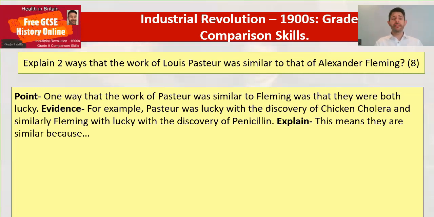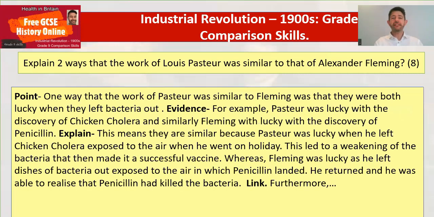So this means they are similar because, now think about the factor, think about the similarity in a bit more depth and see if you can explain why they're similar. Give more depth to the stories about them. So pause and give that a go, looking for about 2 sentences. All right, so here's my ideas. This means they are lucky because Pasteur was lucky when he left chicken cholera exposed to the air when he went on holiday. This led to a weakening of the bacteria that then made it a successful vaccine.